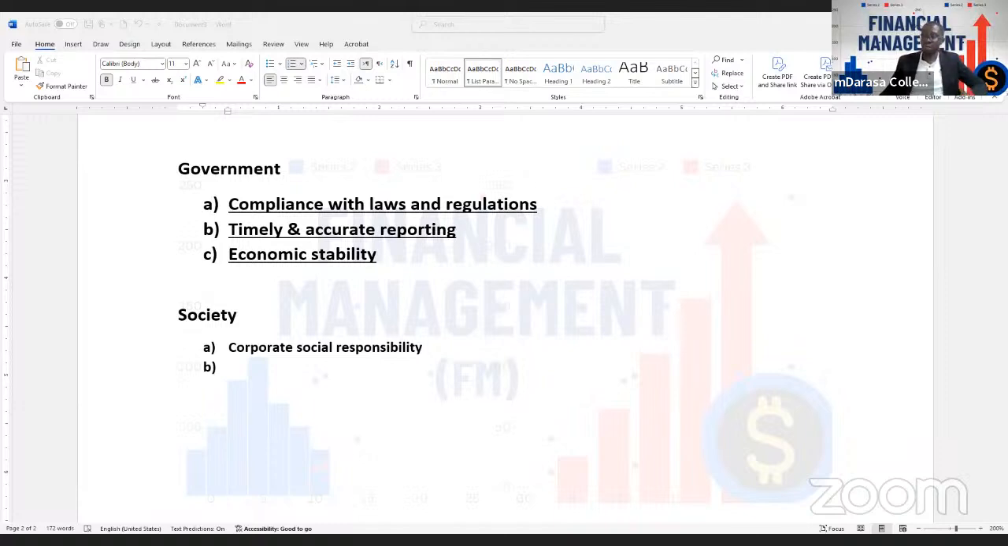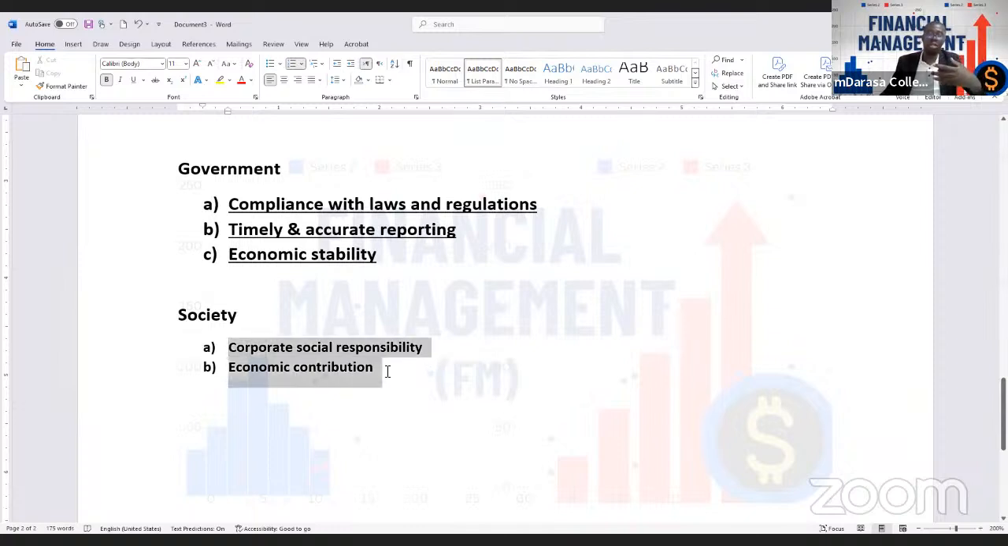There's that aspect, other than CSR, of economic contributions. In this case, you'll find that amongst the key roles of any firm is to provide job opportunities.